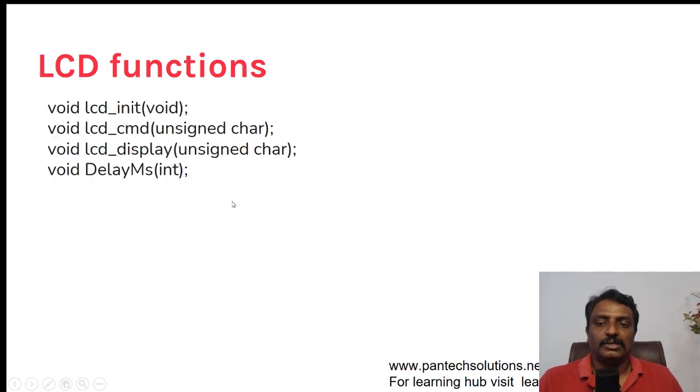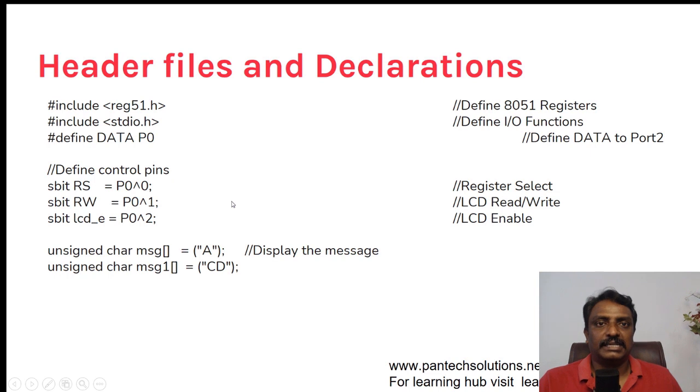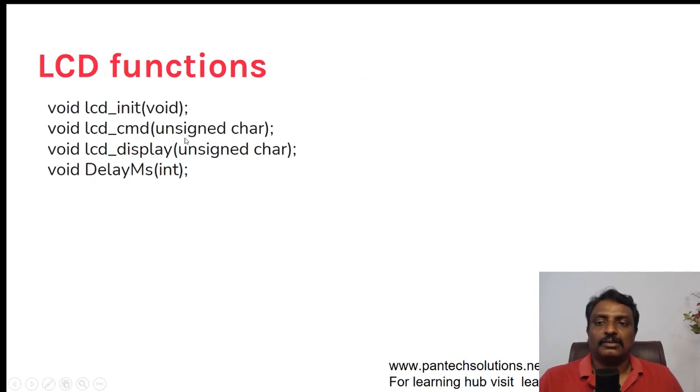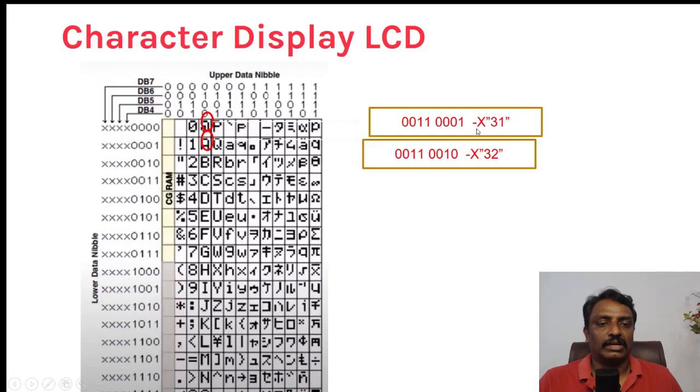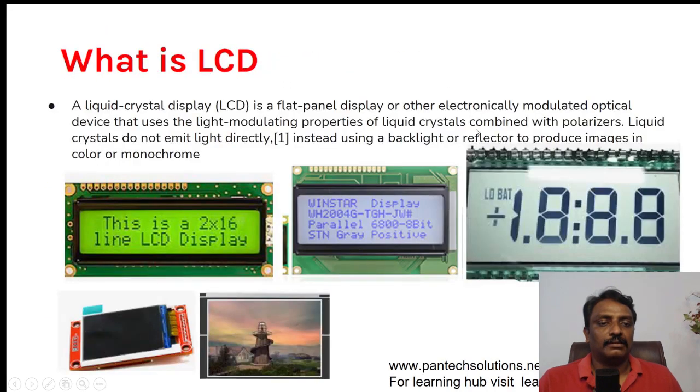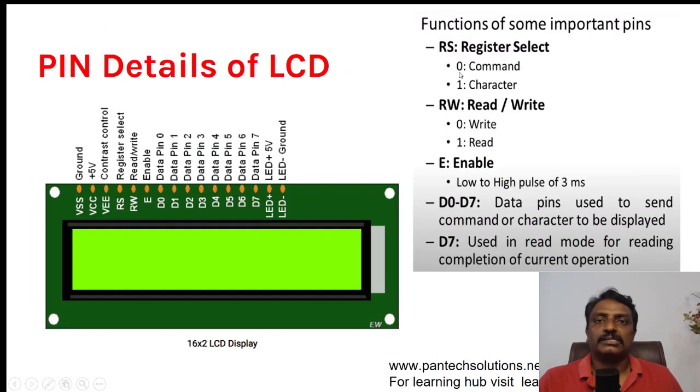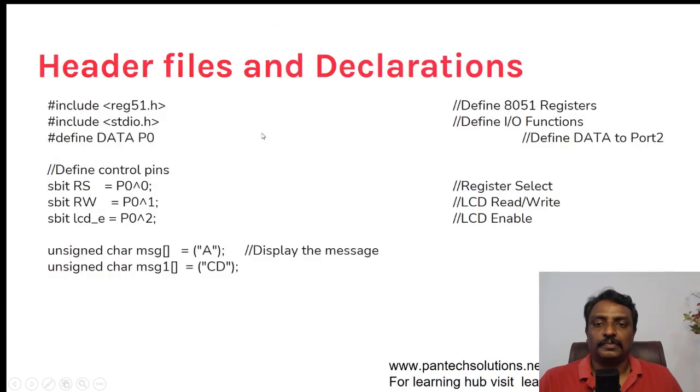You could display 16 characters on both rows. These are the functions: LCD_init, LCD command for sending the command, LCD data for display, and a delay. For the command, RS (register select) is 0. If you check here, for command RS equals 0.